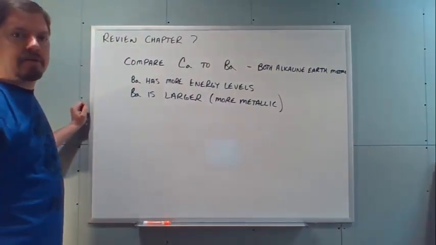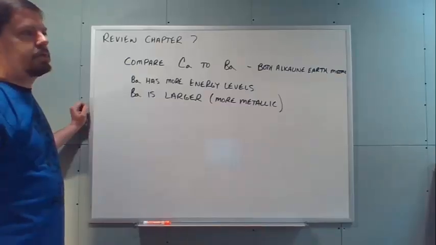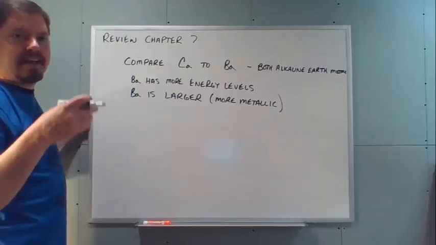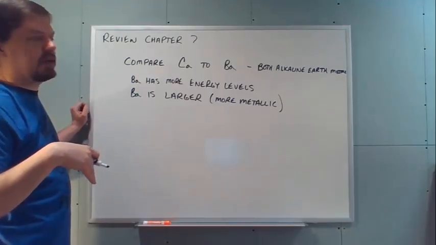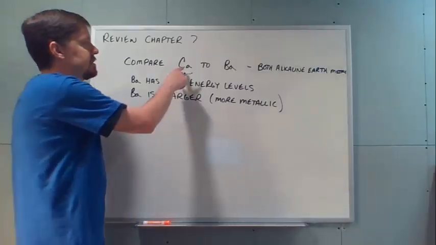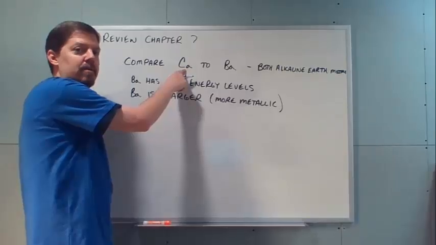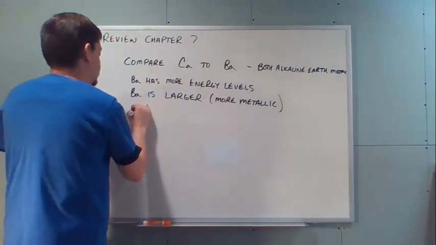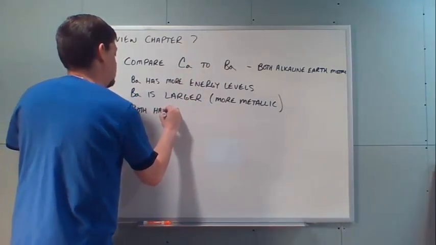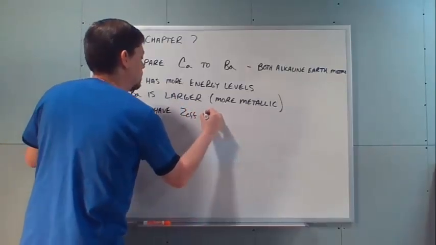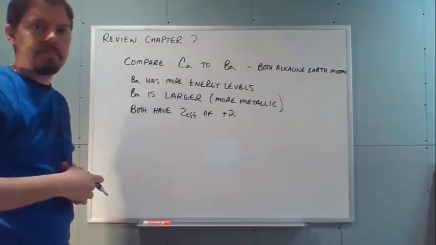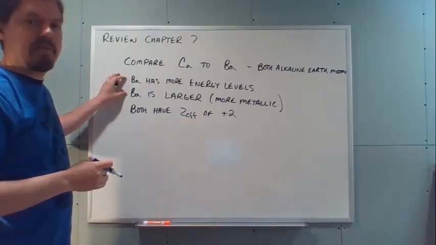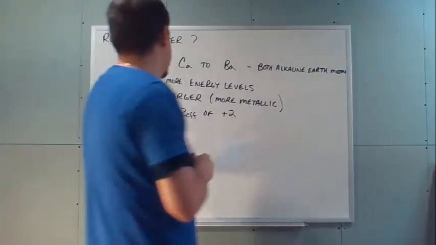All right, what about effective nuclear charge? Well, both of them are in column 2, which means both of them have 2 more protons than inner electrons, right? We're not talking about the valence electrons, we're talking about all the ones inside of that. So calcium has 20 protons and 18 inner electrons. Barium has 56 protons and 54 inner electrons. So both have an effective nuclear charge of +2. Okay, so that's not going to have any bearing on how they behave as much as the number of energy levels does.